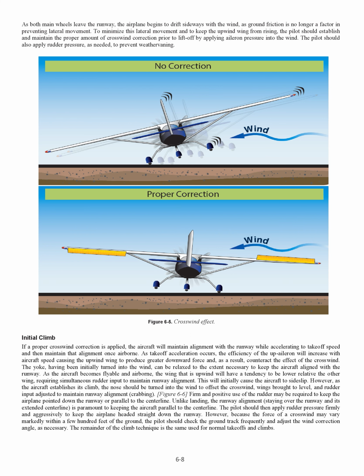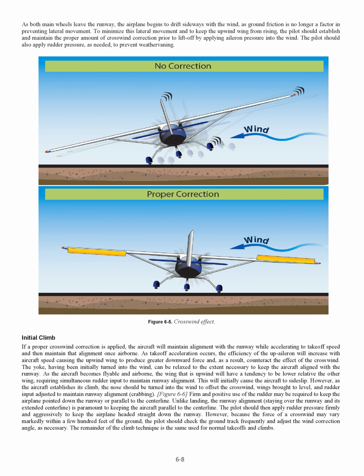However, as the aircraft establishes its climb, the nose should be turned into the wind to offset the crosswind, wings brought to level, and rudder input adjusted to maintain runway alignment, crabbing. Firm and positive use of the rudder may be required to keep the airplane pointed down the runway or parallel to the centerline. Unlike landing, the runway alignment, staying over the runway and its extended centerline, is paramount to keeping the aircraft parallel to the centerline.